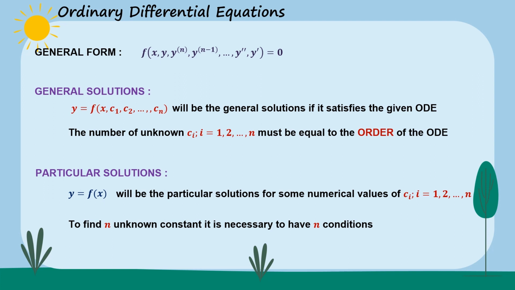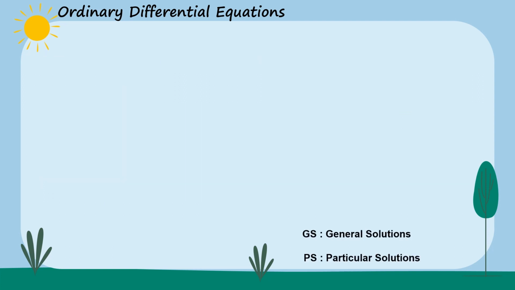Now let's discuss the next part. For better understanding, we consider a few differential equations. First we consider dy/dx = y/x and d²y/dx² - y = 0. The first one is of order 1, the second one is order 2, a second-order differential equation. Now let's go ahead. Here, first we find the general solution.